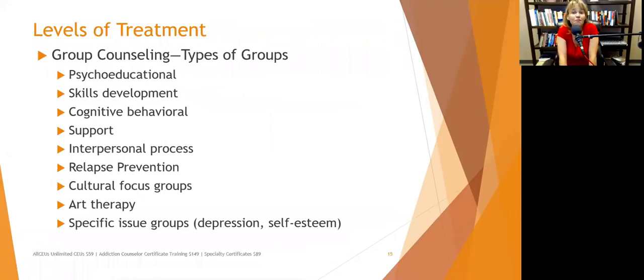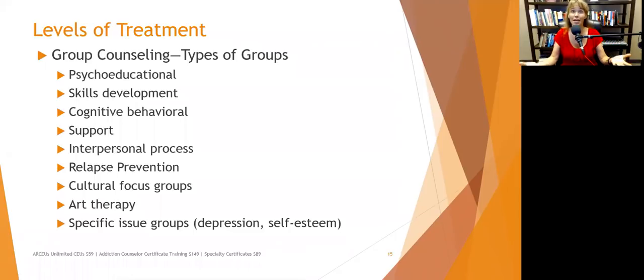There are different types of groups that you can use. Psychoeducational groups provide information about psychological issues and coping and all that stuff. Skills development groups help people develop skills so they can have a happier, healthier life. Employment skills, job skills, life skills. Cognitive behavioral groups help people change the way they think about a situation.